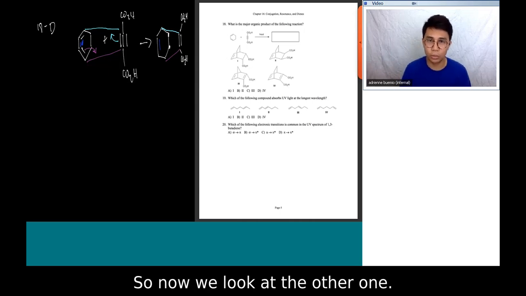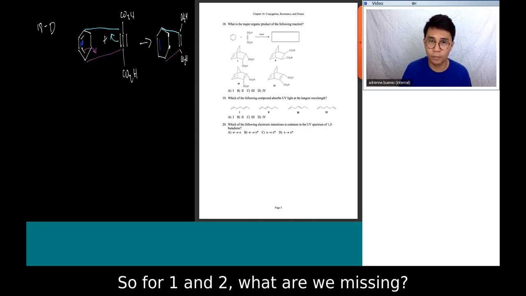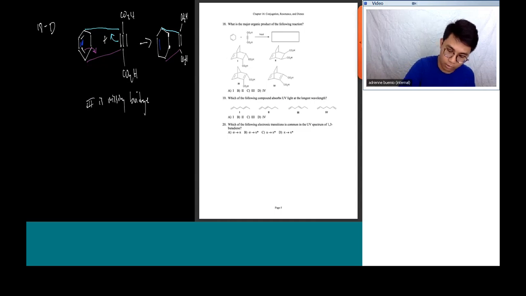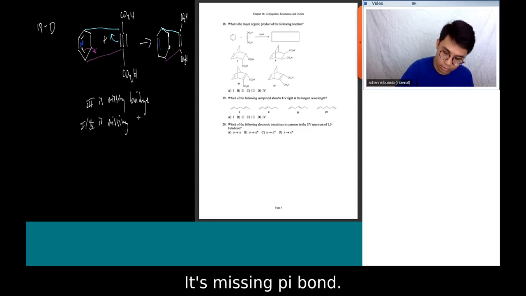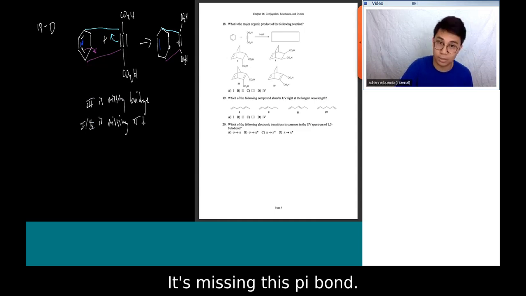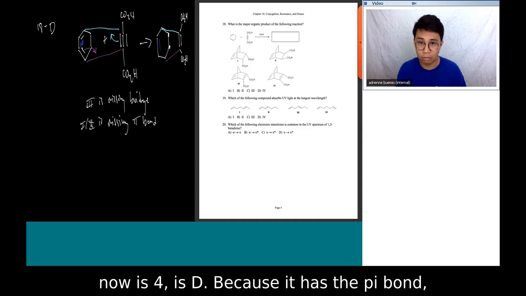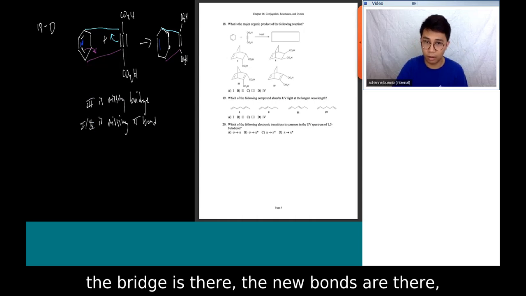So now we look at the other ones. For 1 and 2, what are we missing? 3 is missing the bridge. 1 and 2 is missing what? It's missing the pi bond, right? It's missing this pi bond. So the only logical answer choice now is 4, is D, right? Because it has the pi bond, the bridge is there, the new bonds are there, and that's great.